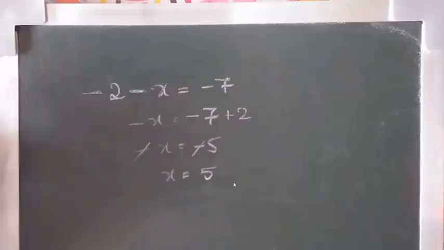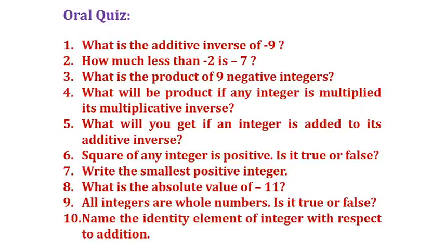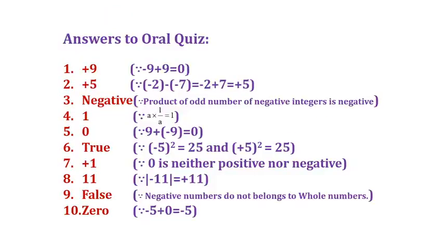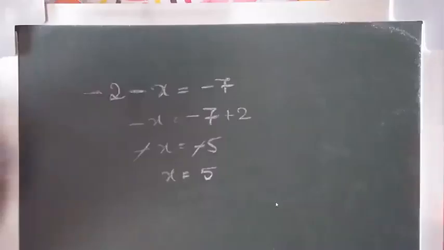So next, coming to the third one, what is the product of 9 negative integers? How many negative numbers are here? 9. So 9 is an odd number, so always you will get the negative sign only. The product of 9 negative integers is always negative. So the third answer is negative.